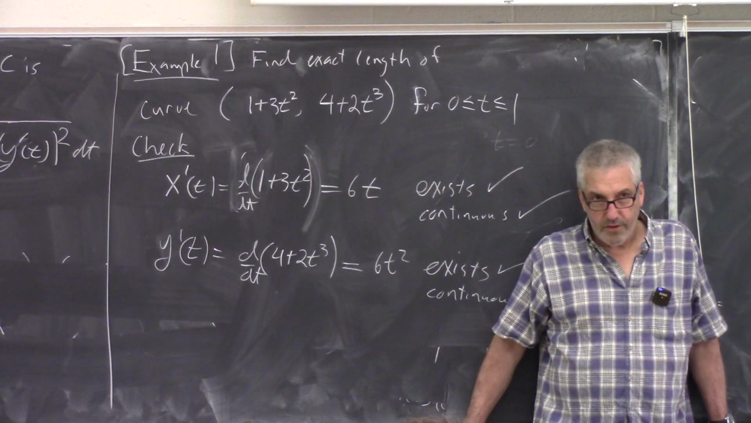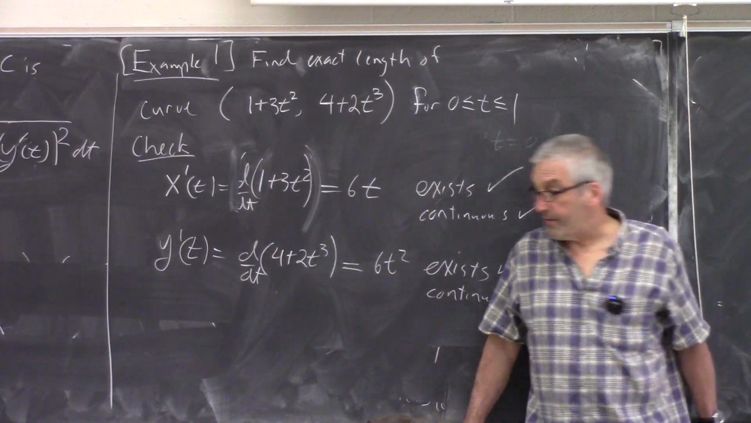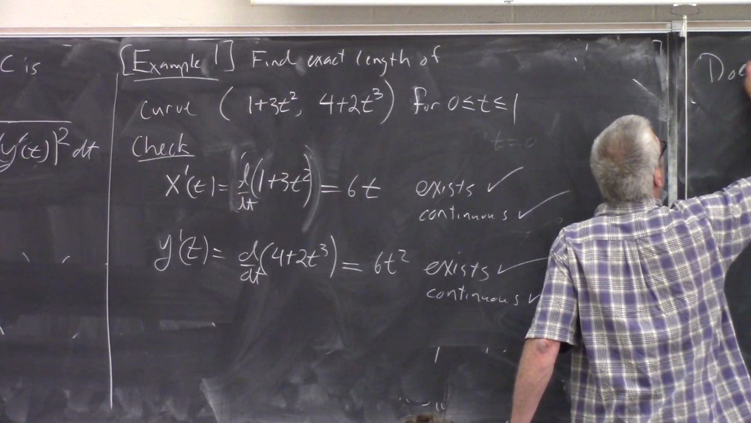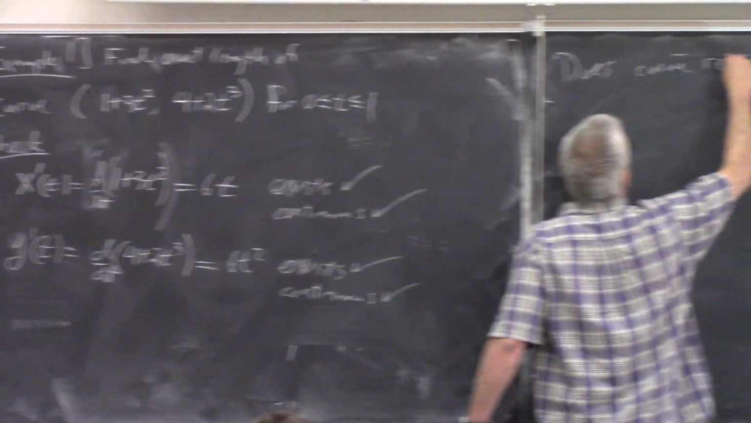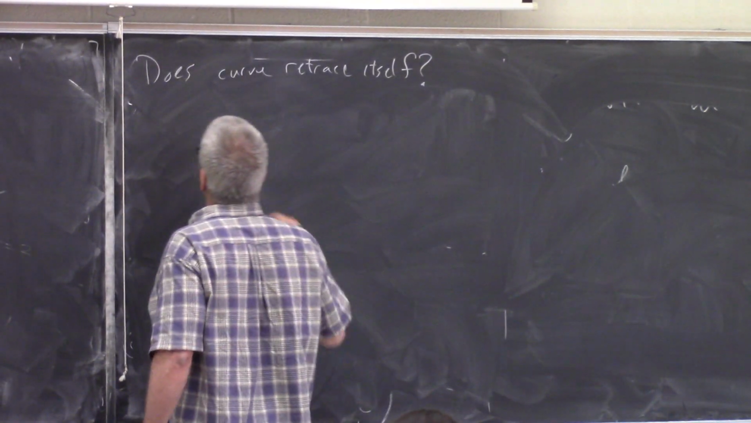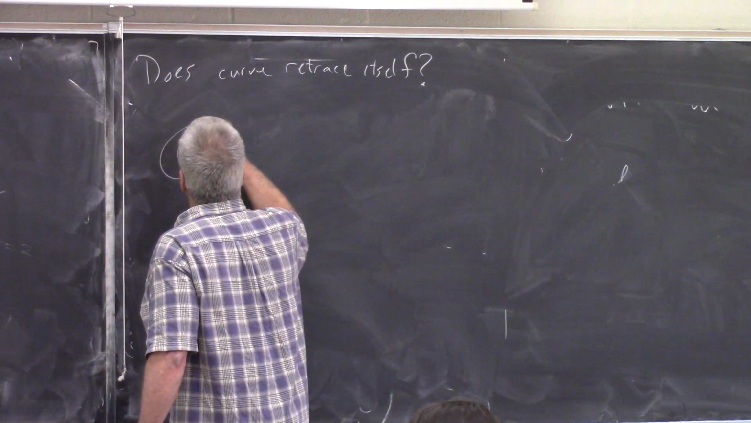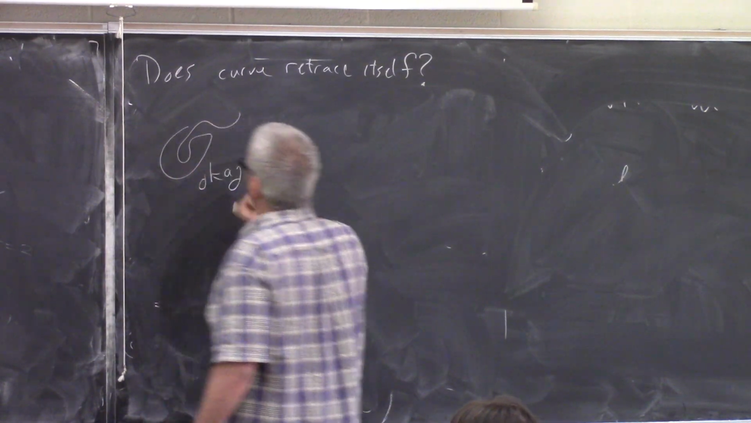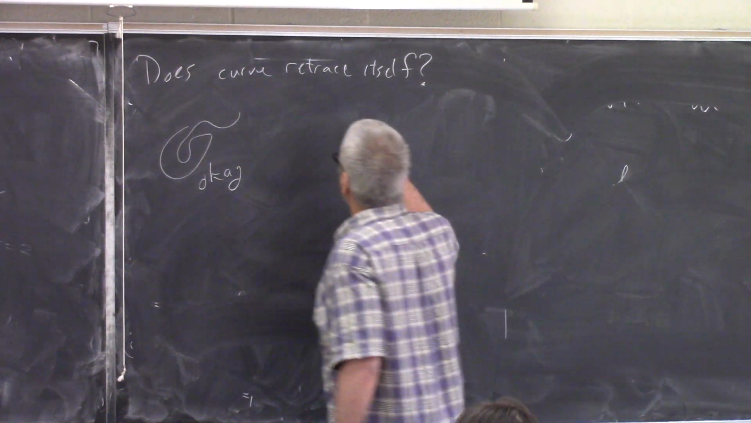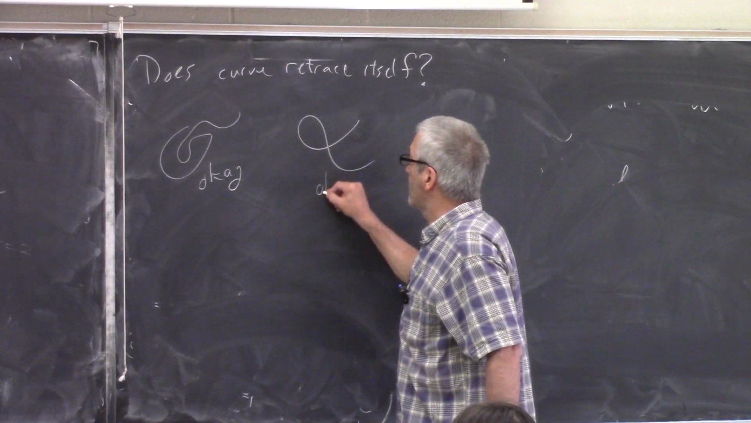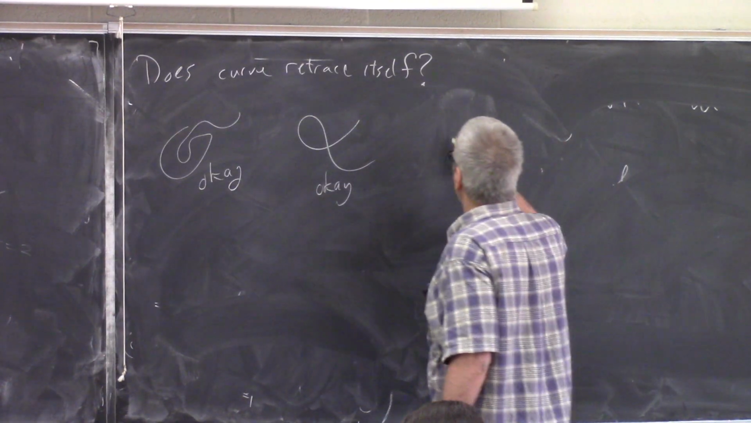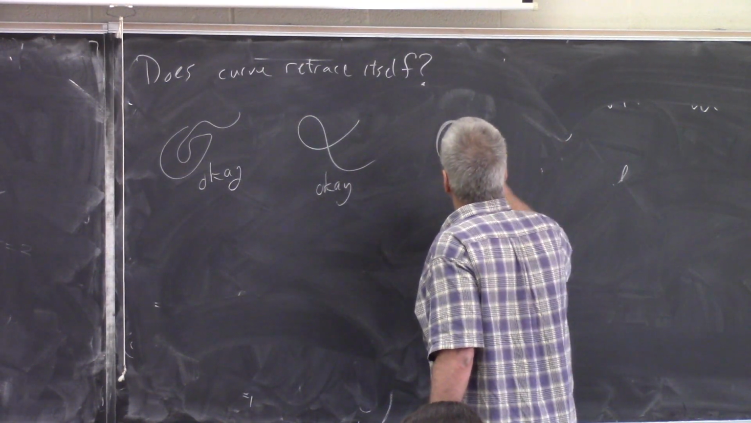Now, a curve retracing its steps can happen a couple of different ways. Something like this would be okay. That curve doesn't retrace itself. Something like this would be okay. The curve intersects itself, but it doesn't retrace its steps. Something like this, though, not okay.